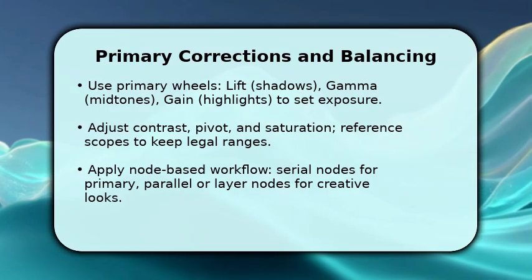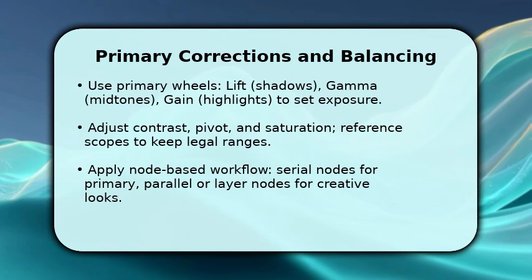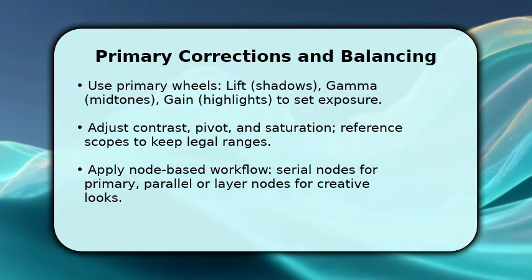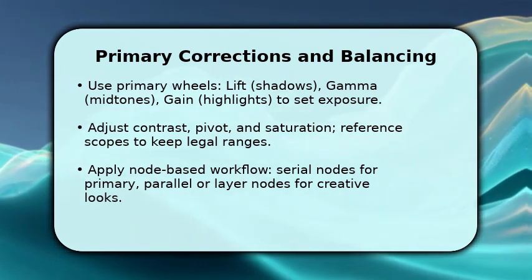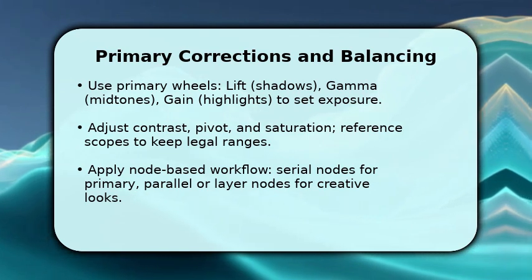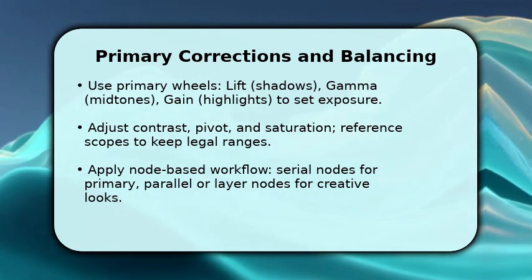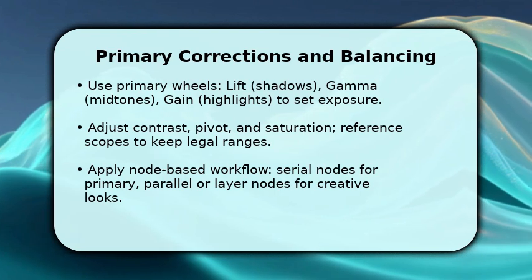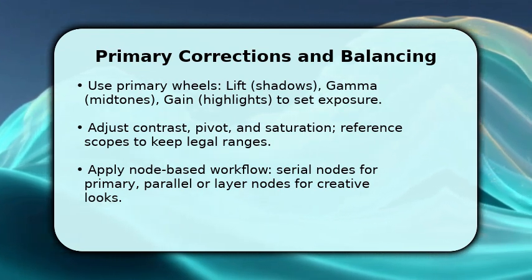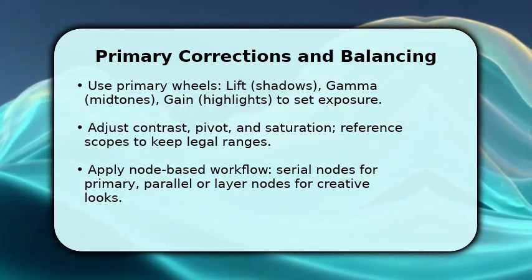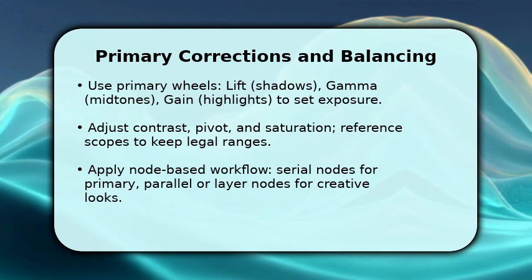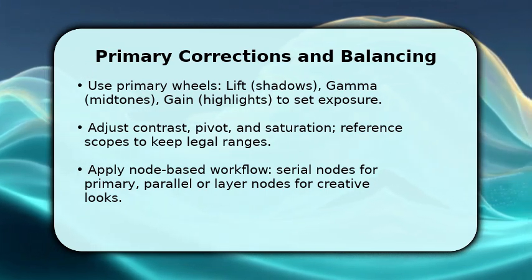You'll perform the core balancing with primary corrections on the first node. Tackle exposure by adjusting lift for shadows, gamma for midtones, and gain for highlights while watching the waveform and parade. This prevents clipping. Then set contrast and pivot to refine tonality and add overall saturation modestly. Make sure skin tones sit correctly on the vector scope.